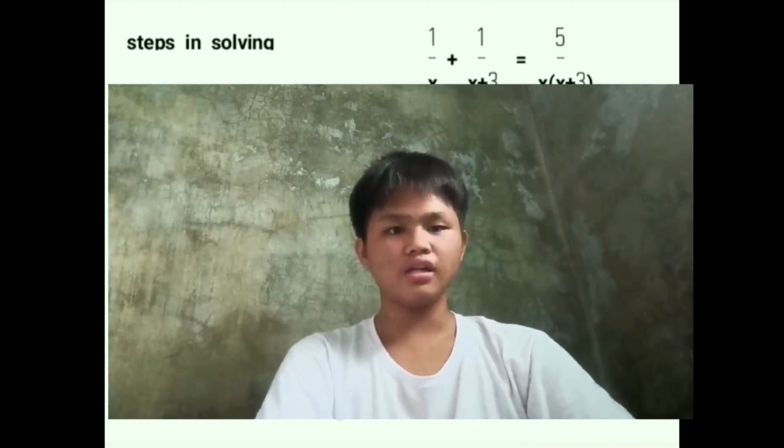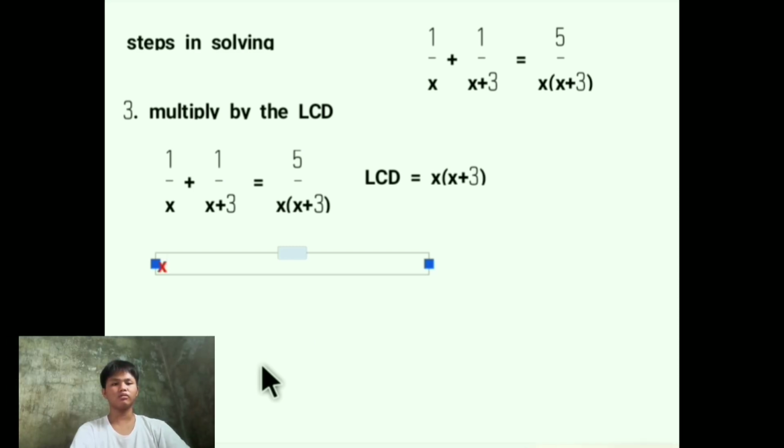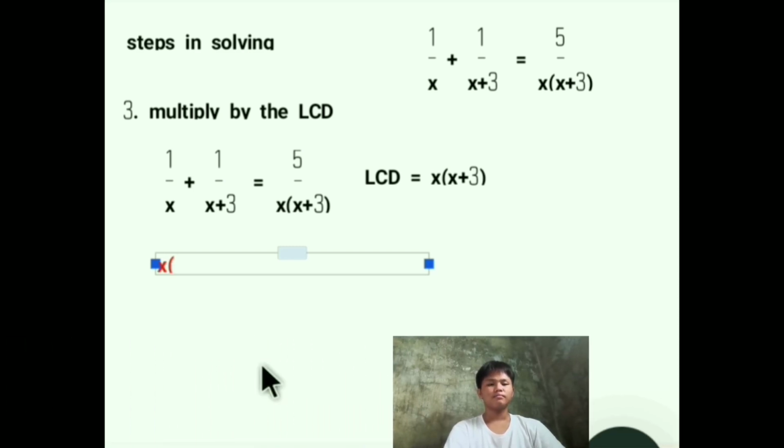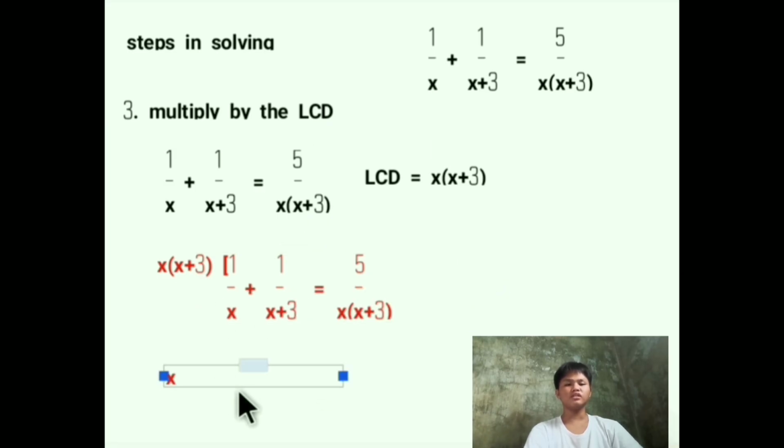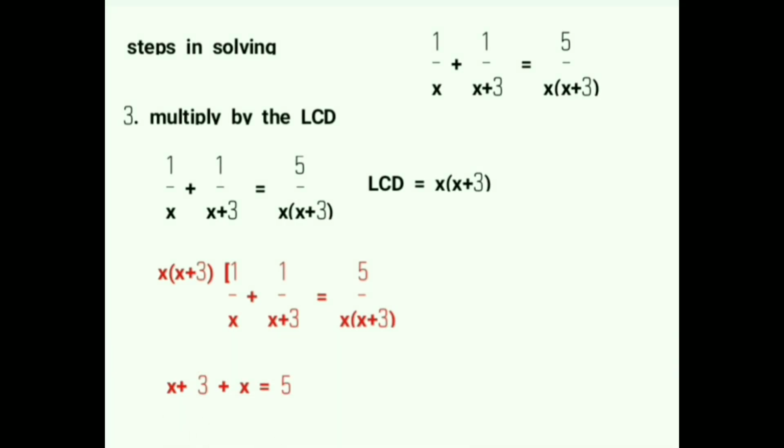After getting the LCD, the next step is to multiply the whole equation by the LCD. So x times x plus 3 multiplied by 1 over x plus 1 over x plus 3 equals 5 over x times x plus 3. In this step, it removes all the denominators. X plus 3 plus x equals 5. The next step is to simplify.